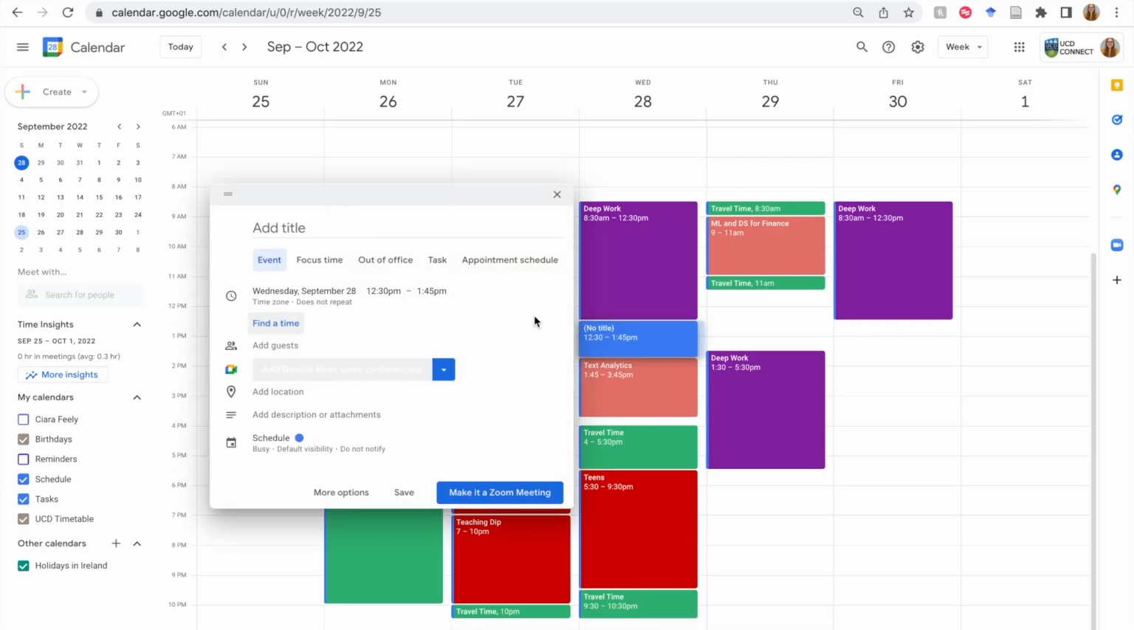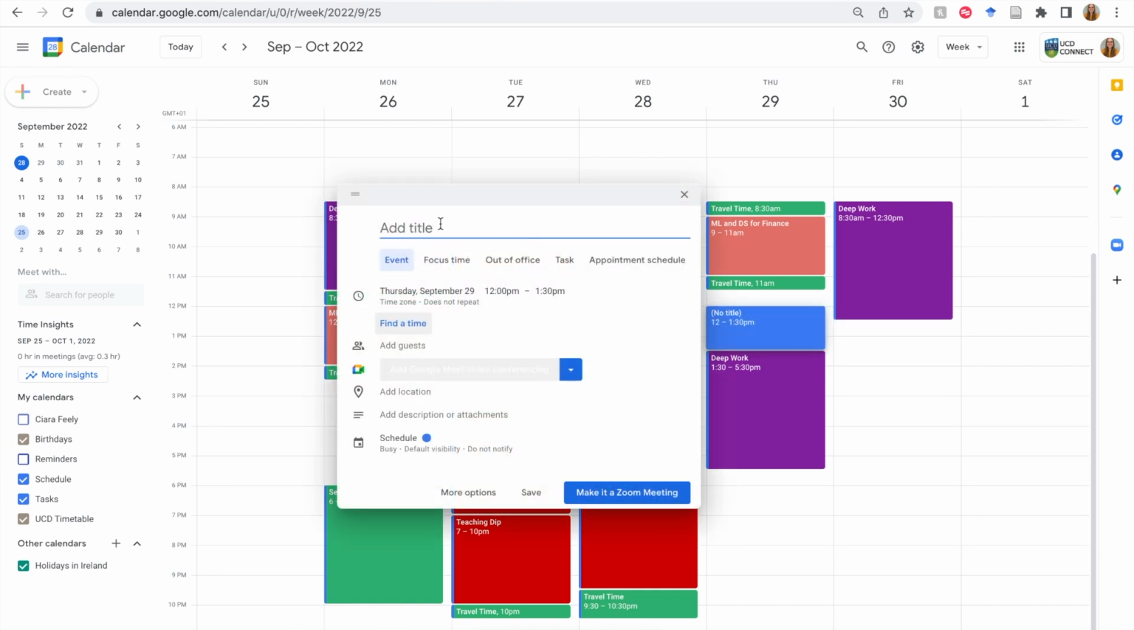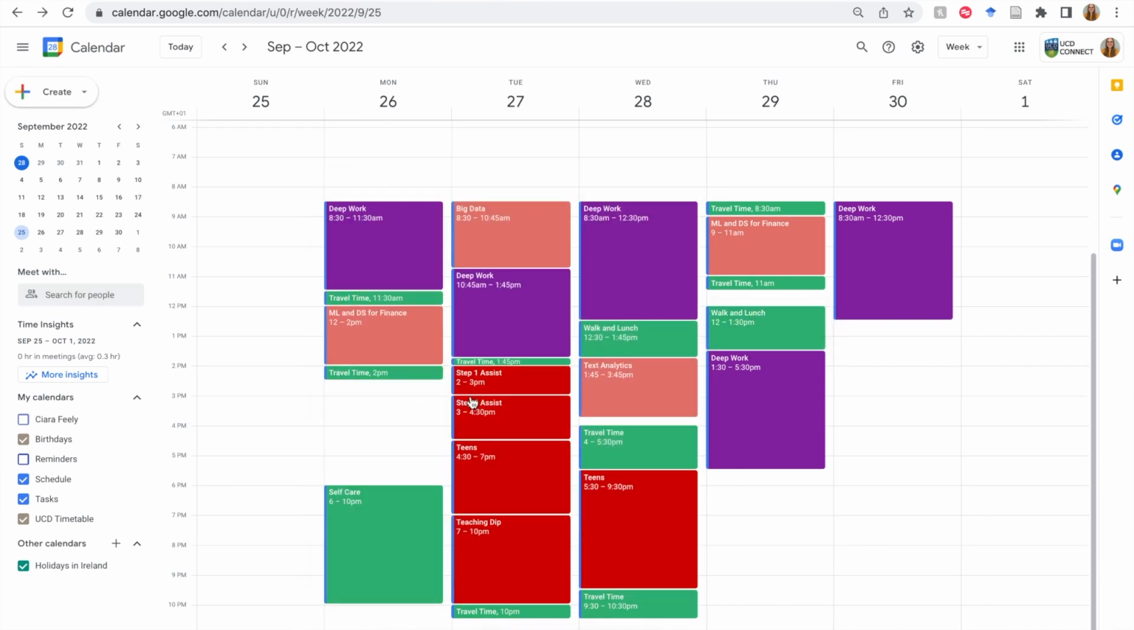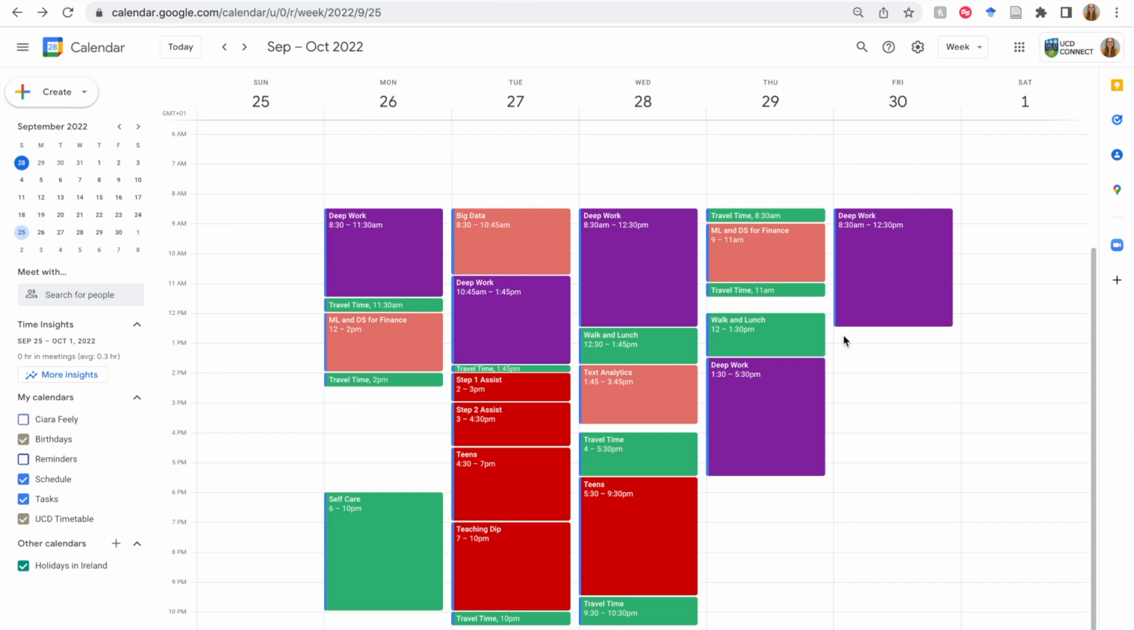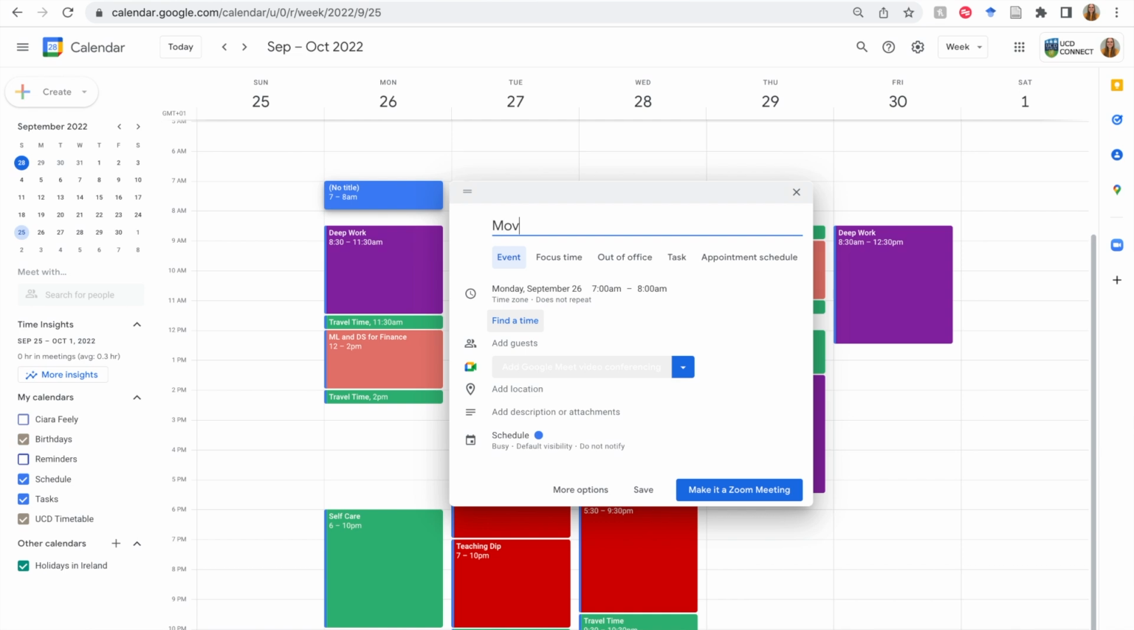And so the same way, I can add in an hour and a half for a walk and a lunch break on a Wednesday, so that I have that time. And same way I can add in a sort of generous lunch break. So then the other times that I like to add in things will be in the mornings.